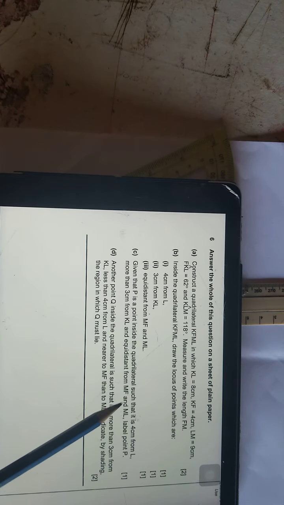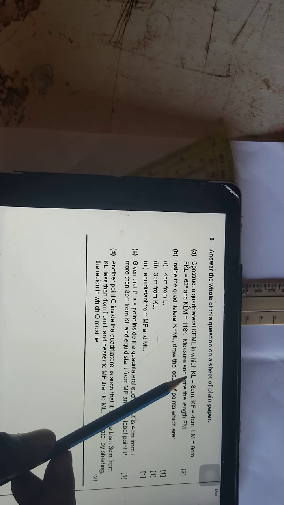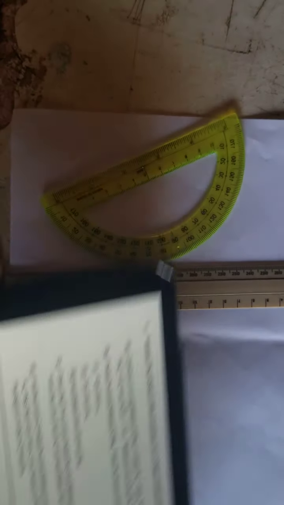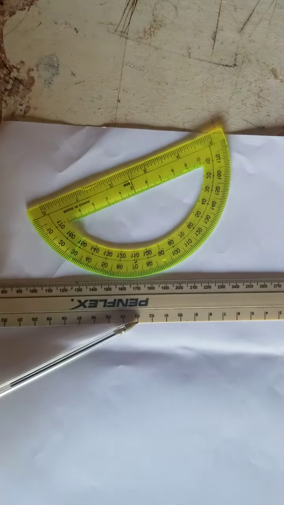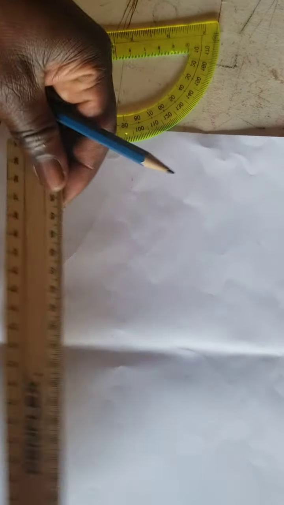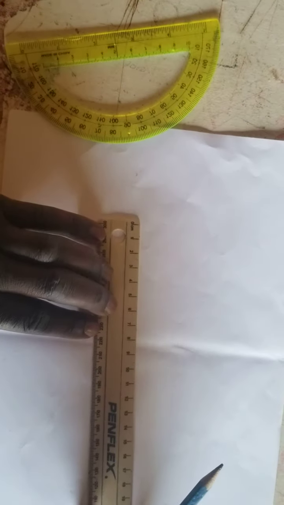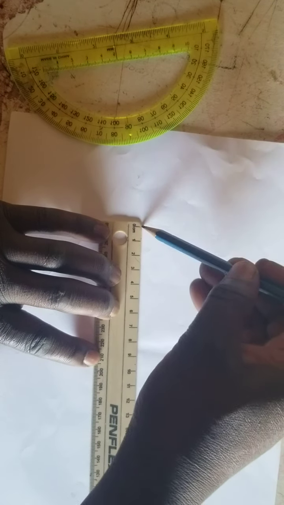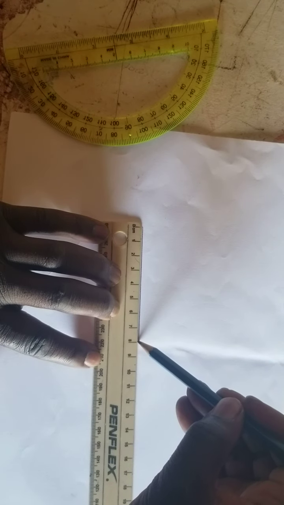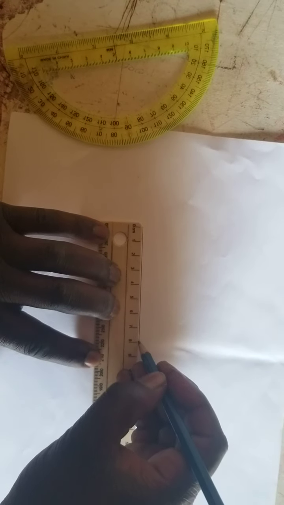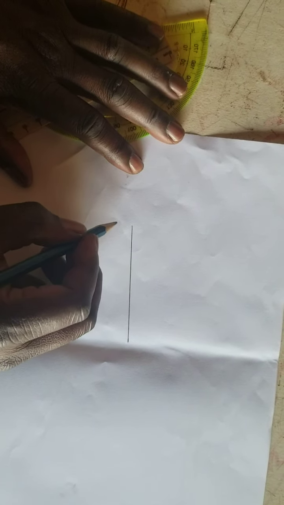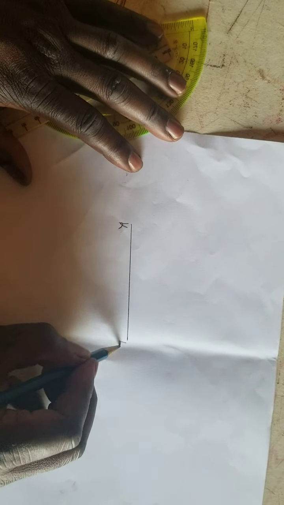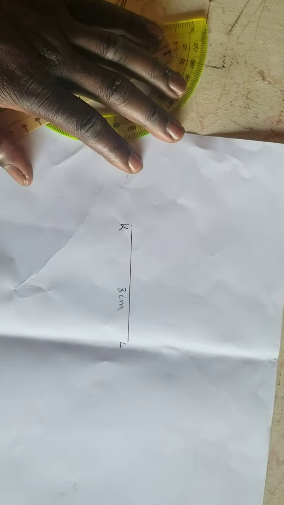Like I always say, the first distance they give us is going to act as our base. So we're going to draw a straight line that is 8 centimeters. So shall we just start? Place our ruler like that. We start from the 0 mark and then draw, okay, and then label this one. We're going to label it KL and it's 8 centimeters.